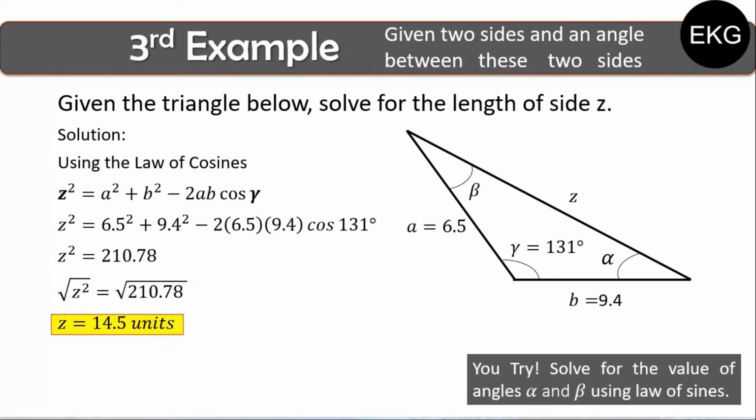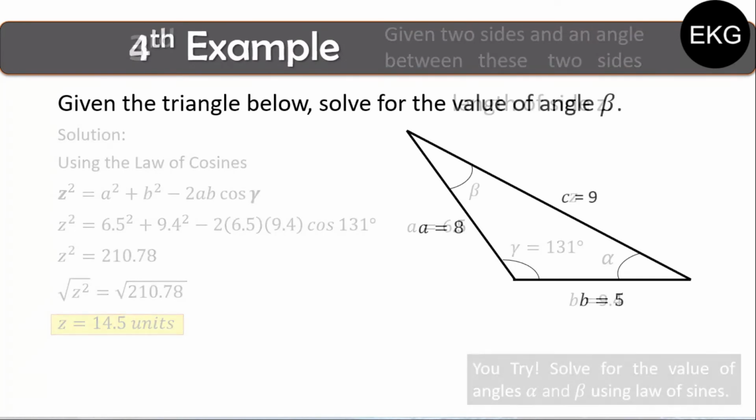So, you try. You solve for the value of angles alpha and beta using law of sines. So, dito, nakuha na natin yung Z. Okay? But what about the value of this angle and this angle? Sabi dito, gamitan nyo daw ng law of sines para makuha. Okay? So, that will be your challenge for you to solve.